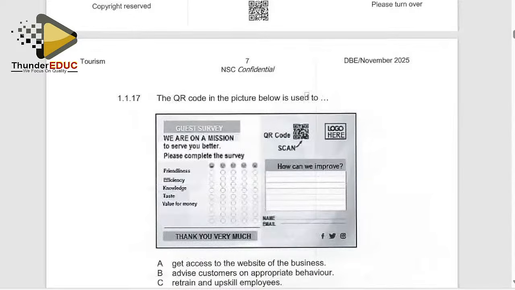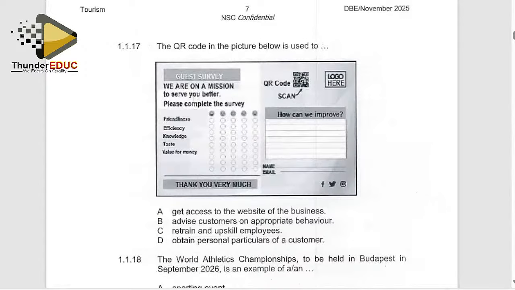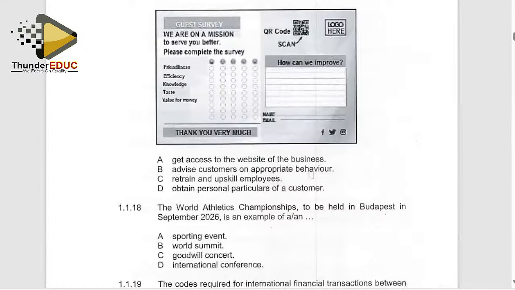The QR code in the picture below is used to, quite a tricky question, but let's look at what it requires. We are on a mission to serve you better. Please complete the survey. Then they are looking at friendliness, efficiency, knowledge, tests, and value for money. Thank you very much. They do have a question: how can we improve? Then there's a logo, then there's your name and your email. So the QR code in the picture is used to. So the purpose of this QR code, let's try to compare the QR code. We have 2 options here.